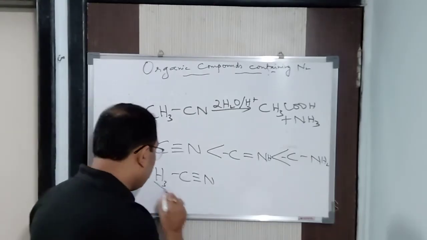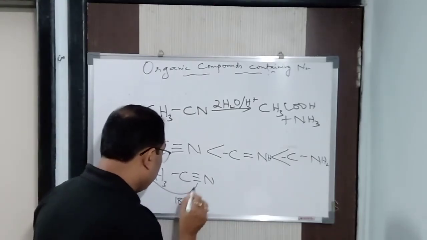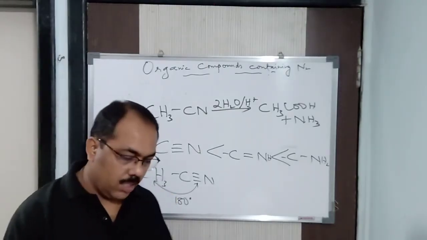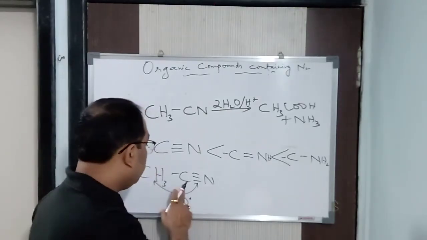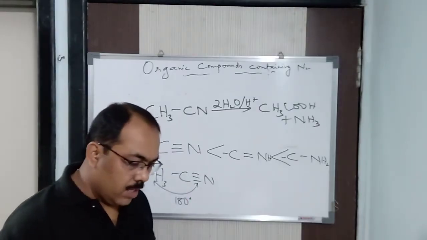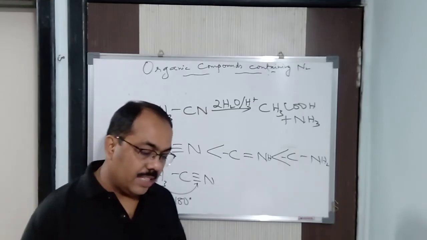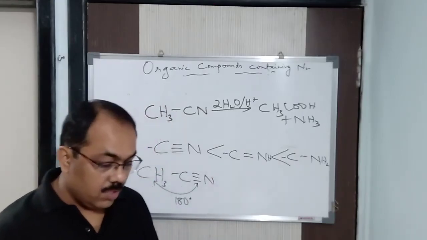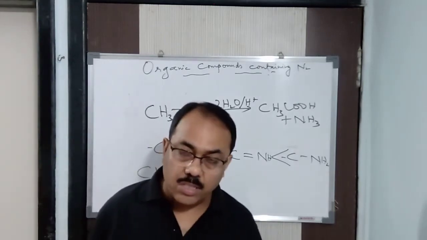The bond angle is how much? It is 180 degrees. It is linear in nature due to the presence of the sp hybridized carbon atom in the functional group, so to say. So in this way, we see that they are linear in nature. About the bond length I have told you. So this is about your structure.